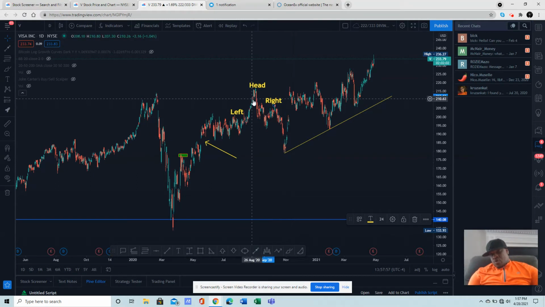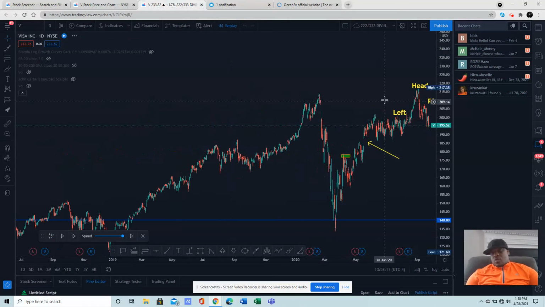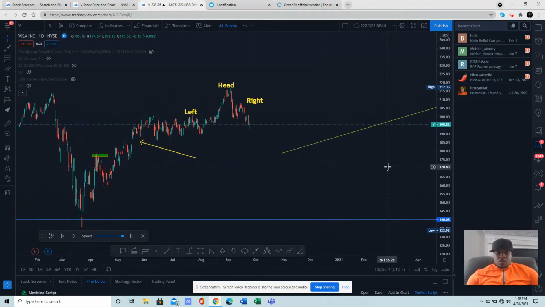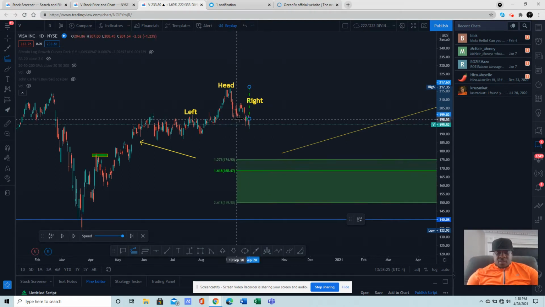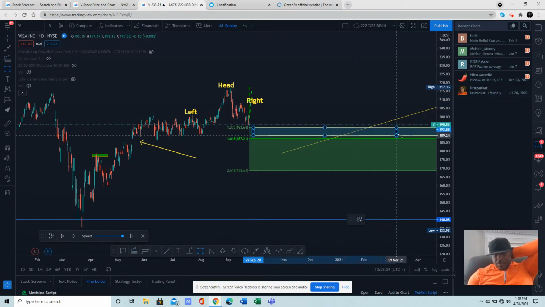Normally we measure from here down to the neckline and we move it down to get our downside target. But what I want to show you is you can use your fib extension tool. I just did a bar replay to get rid of it, so I can show you how accurate we can be with the fib extension tool. We're going to measure from the top of the head down to this particular level, and move it back up. And we're going to draw a box here as our target zone.